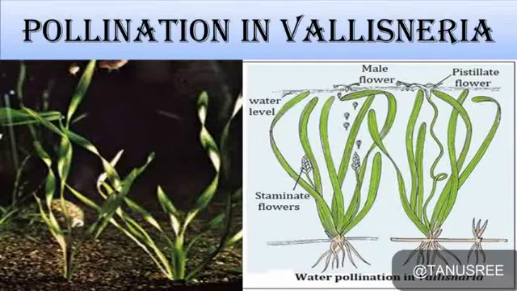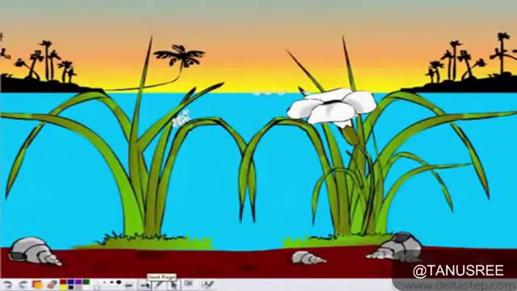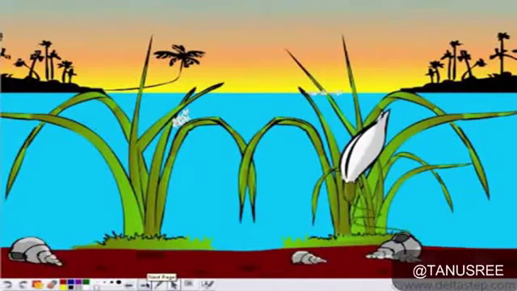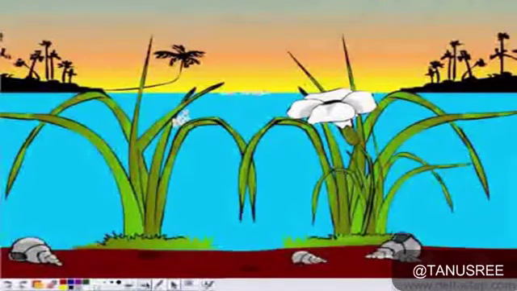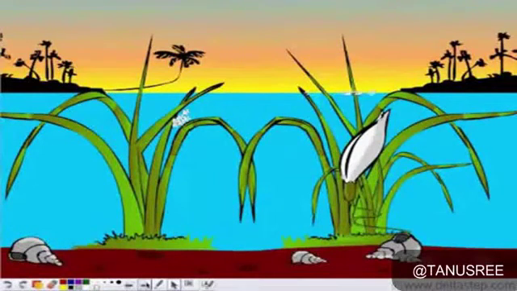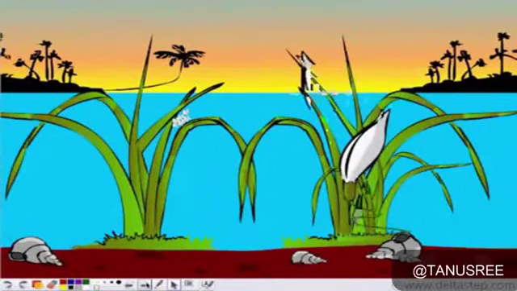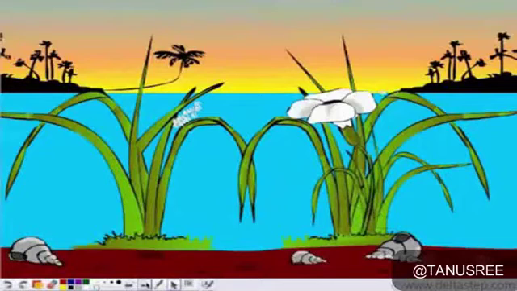We now will see how pollination occurs in Vallisneria, also called eel grass, which is dioecious. The male flowers are released from the plant to the surface of the water such that they float till they meet the female flower. The female flower traps the pollen by coming up to the surface of the water with the help of its elongated, contractile, thin pedicel. It then again goes down below the water.